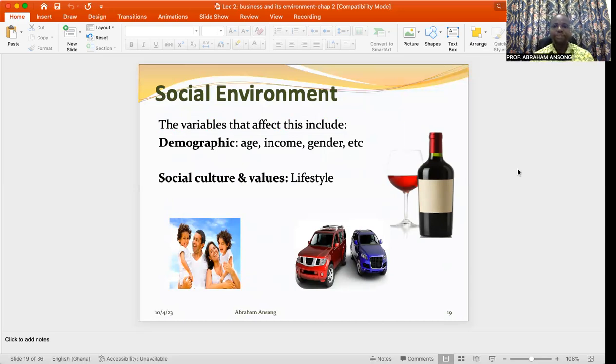So the variables that affect this include the demographics. So the age, income, gender, etc. This can affect or influence your business organization. If you pick, say, income, and we narrow it down to disposable income, it is normally the money that people can spend, okay? And all things being equal, the more disposable income that people have, the higher the chances that they will be buying goods and services. If there is inflation and they cannot get income and so on and so forth, then it's obvious that they are not likely to be buying your product.